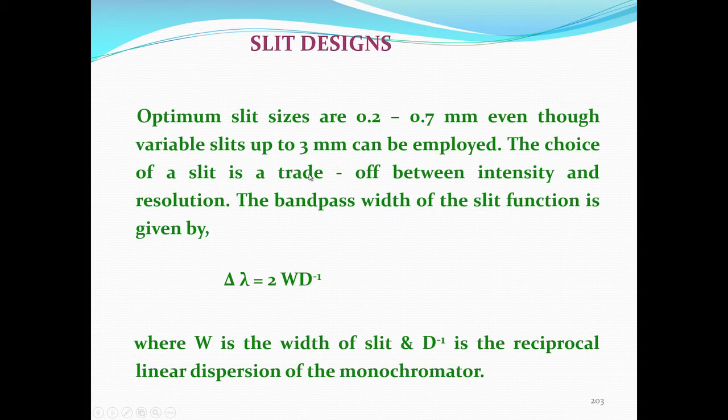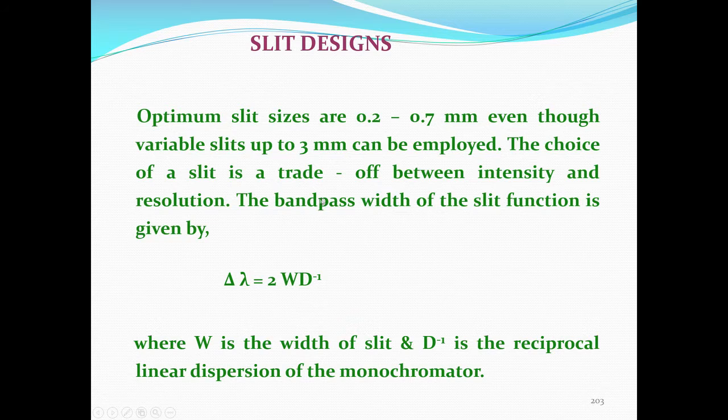Even though variable slits are also employed, there what we do is we take two metal plates like this and then make them increase or decrease the width in between, that is a variable slit width. So, the choice of a slit is a trade off between intensity and resolution. If I choose a very small slit, the intensity of the radiation coming out will be much less. If I choose a bigger one, then monochromaticity will be lost. So, it is always a compromise.